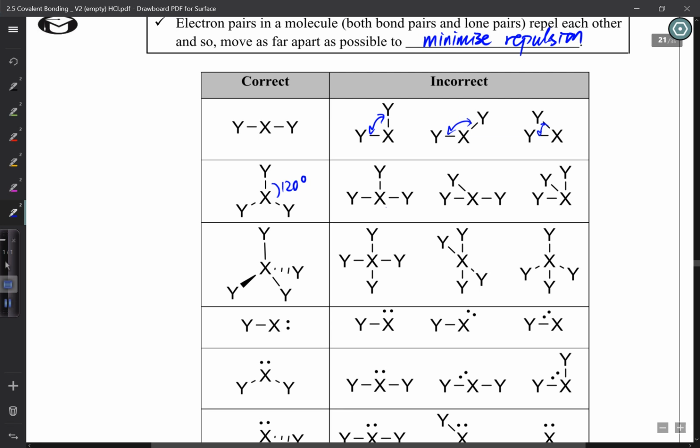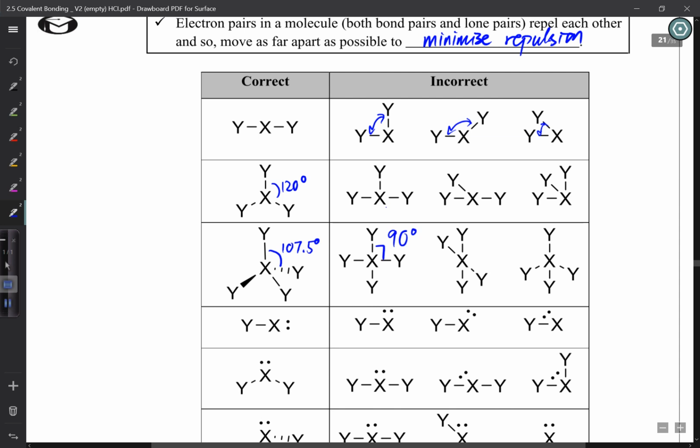Now what if I have 4? This is what students draw. They say that the 4 will be bonded in this direction, but it's wrong. Remember, you can make use of three-dimensional space. For this case, each of the atoms here is 90 degrees apart, correct? But if you make use of three-dimensional space, you can actually have an angle of 107.5 degrees. This is obviously greater than this, right? Which means they will repel each other less.